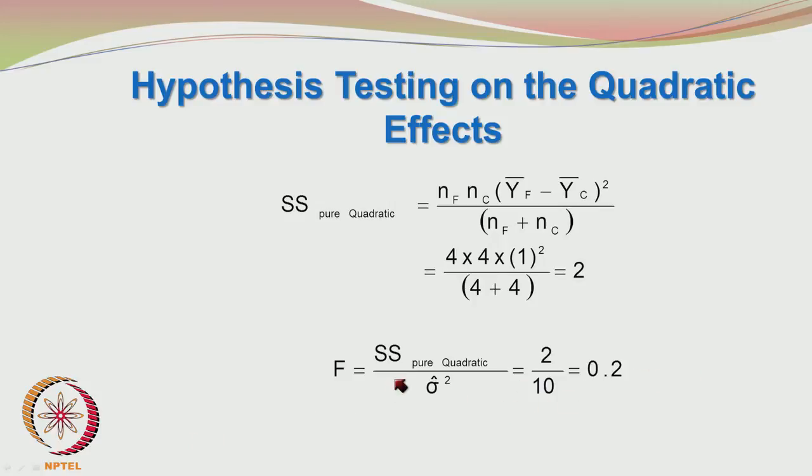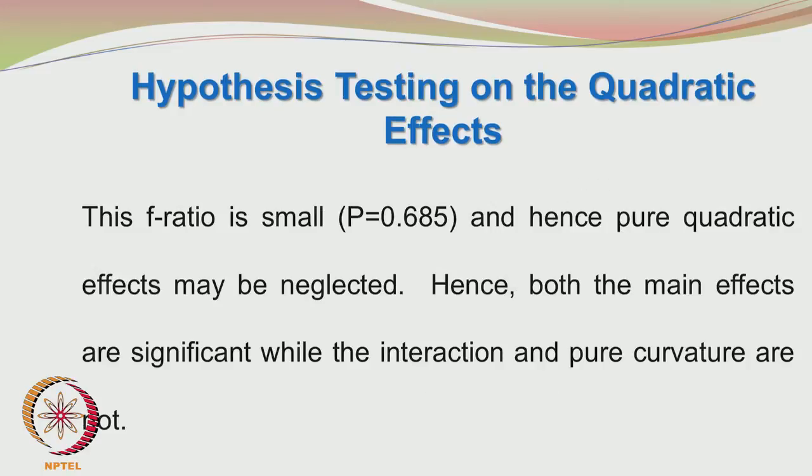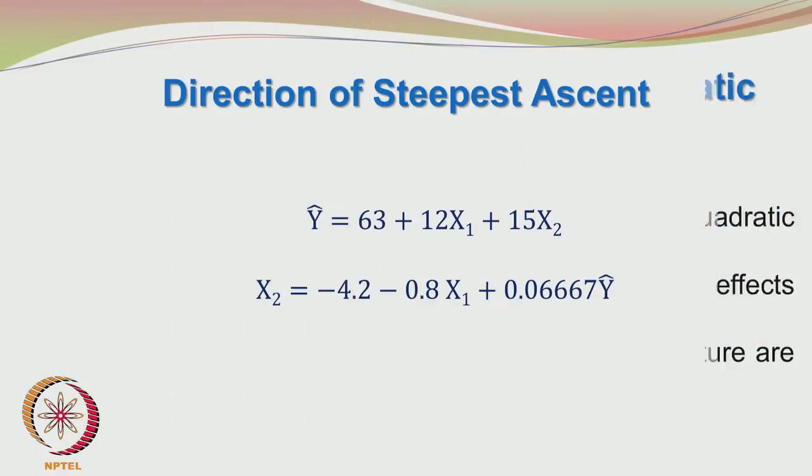So, the f value is 0.2, and this f value is associated with the p value of 0.685, which is very high and tells that the curvature term is insignificant, because the p value is much higher than 0.05. So, both the main effects are significant, while the interaction and the pure curvature effects are not significant. So, we can say that the model may be well represented by y hat is equal to 63 plus 12 x 1 plus 15 x 2.